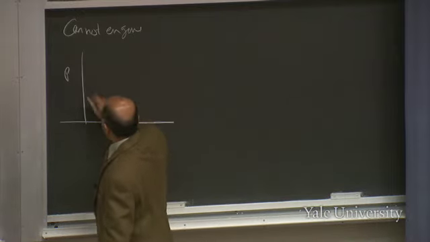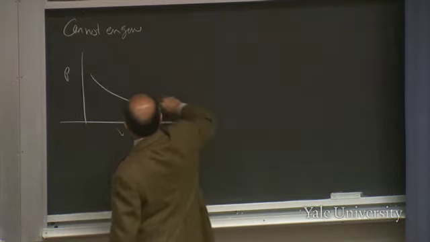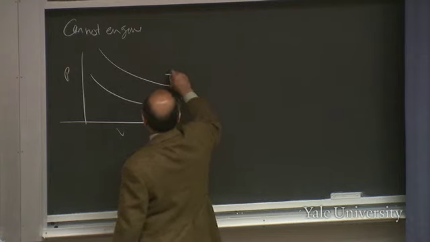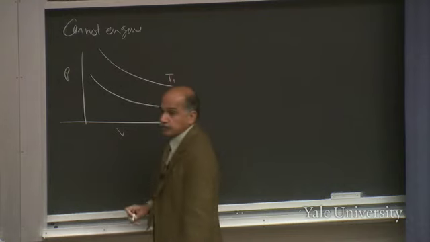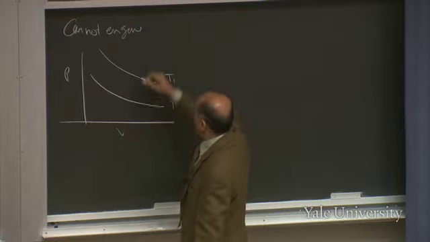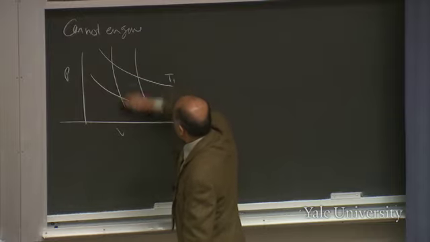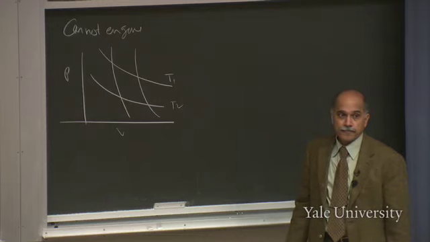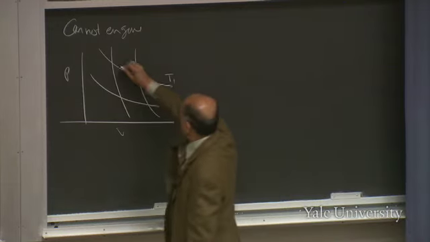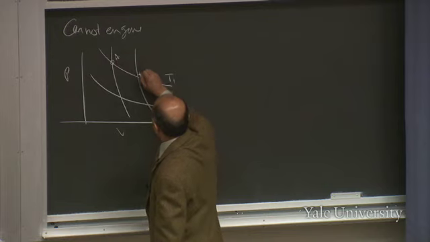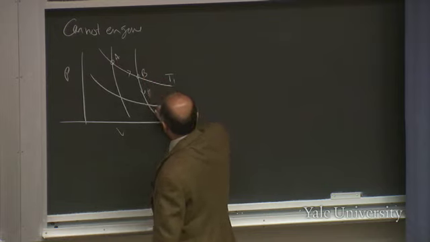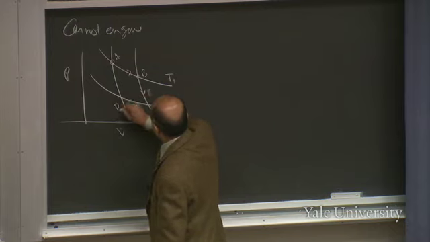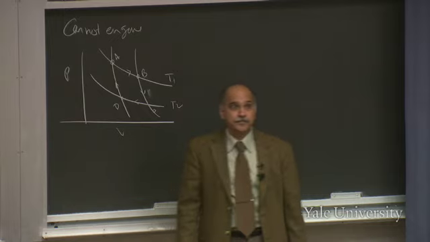So the Carnot engine is like this. Take two isothermals, T1 and T2. You remember the adiabatic curves are much steeper. Draw two adiabatic curves like that. Then take a gas from A to B to C to D and back to A. That is the Carnot engine.